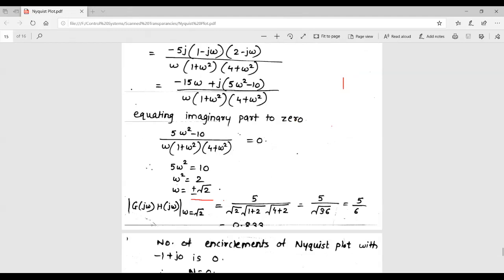Now here, please understand, in a polar plot, omega varies from 0 to plus infinity. So negative values of omega are out of our consideration, and that is why the value of omega that we are considering is plus under root 2. That comes out to be 1.41, right? Now, even if the value of omega is calculated, we still do not know the value on the real axis. So for that, we need to substitute omega equal to under root 2 into the magnitude equation, and then we need to calculate it.